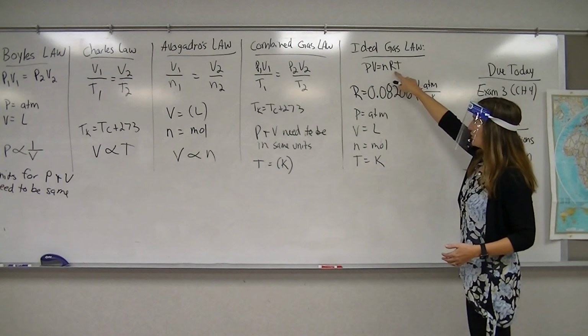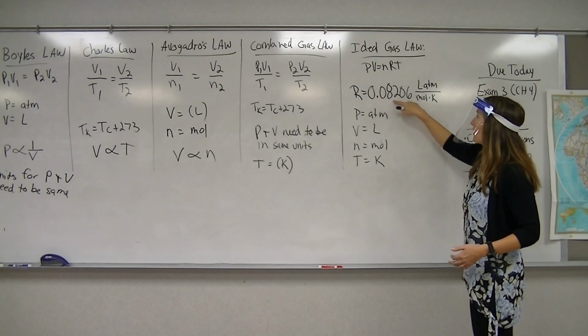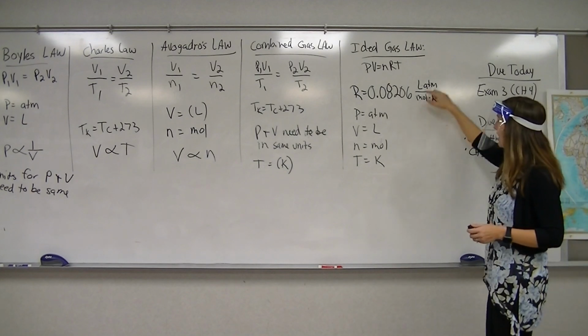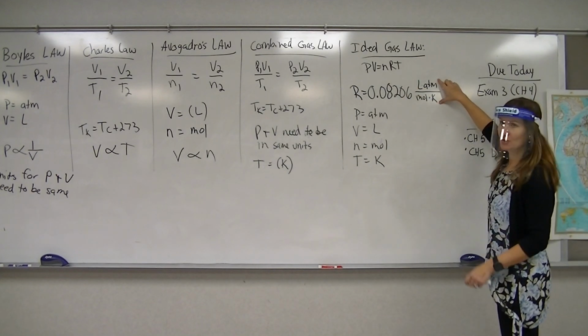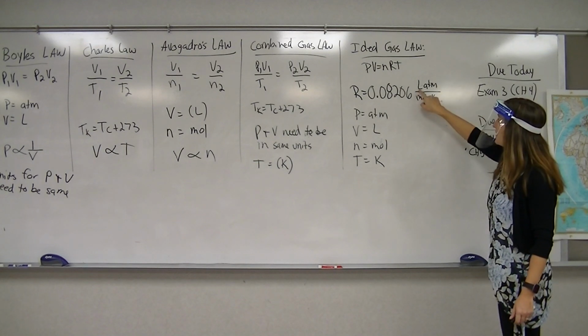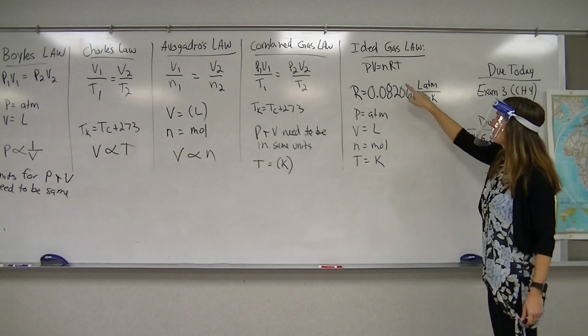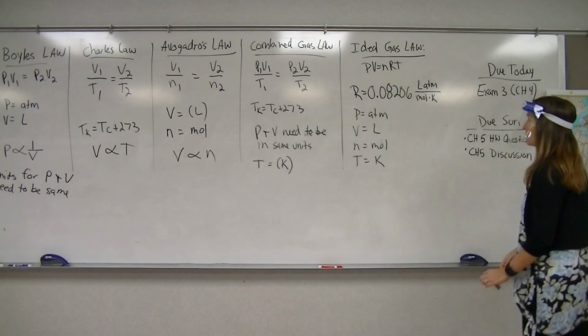Now this R value we haven't seen before, and this is called the gas constant. So we're going to insert this number every time we use this equation. Now, the nice thing about this gas constant is it reminds you what units you need for the other variables. Liters for volume, ATM for pressure, moles for the n, and then Kelvin for the temperature.